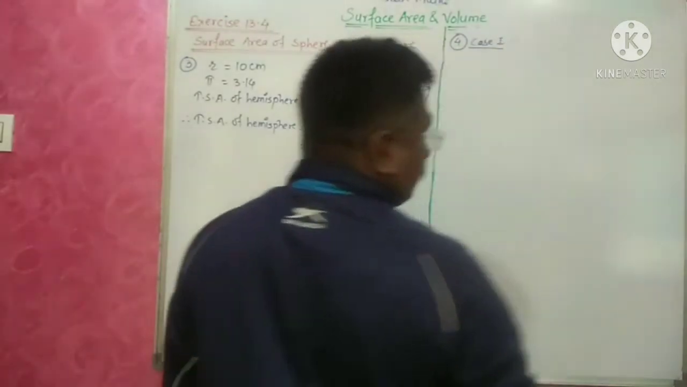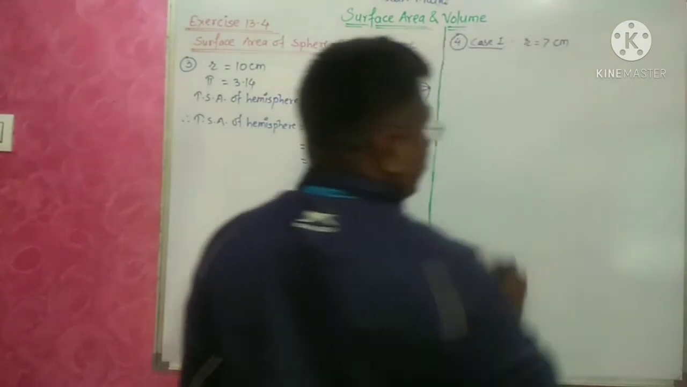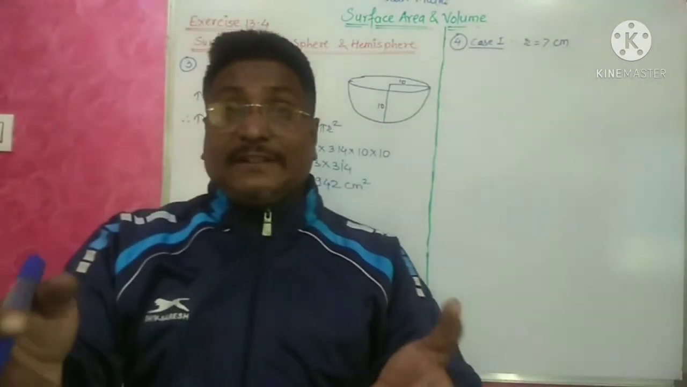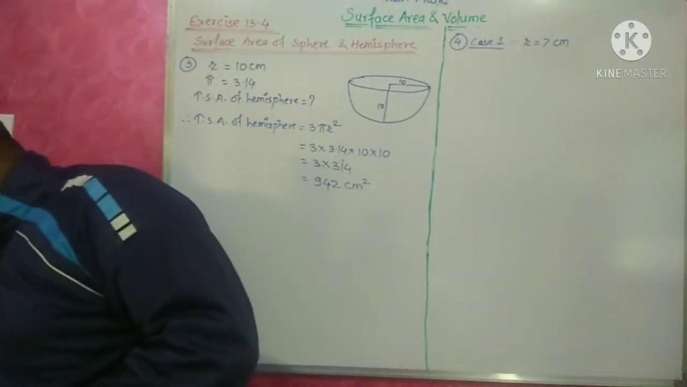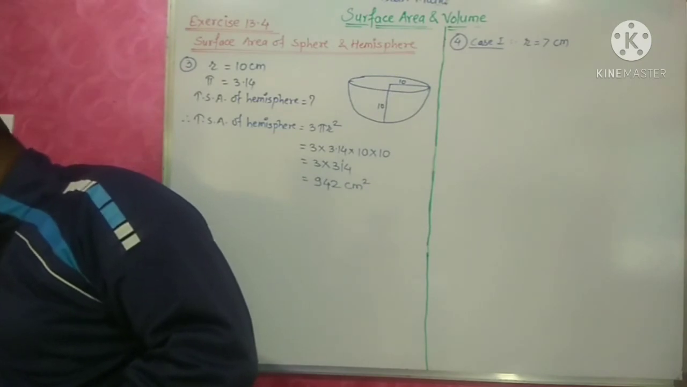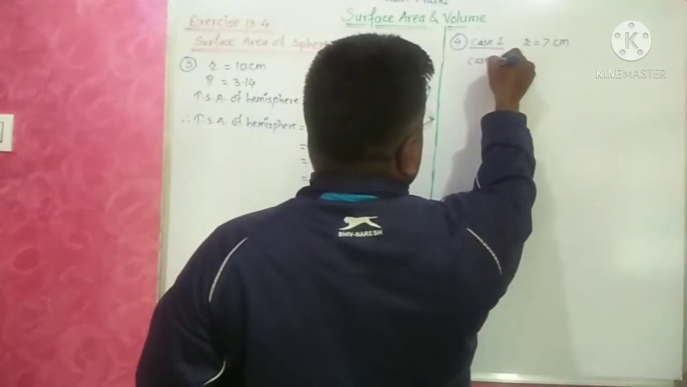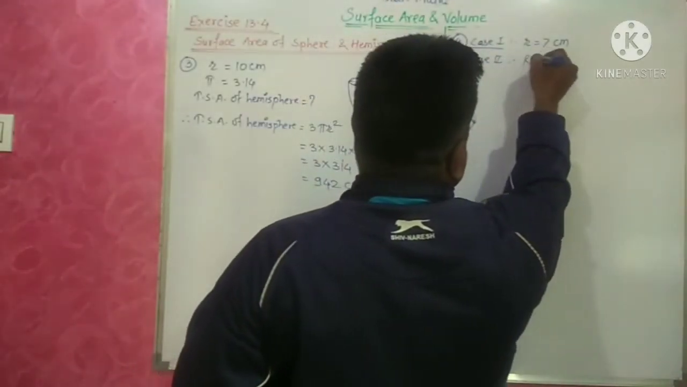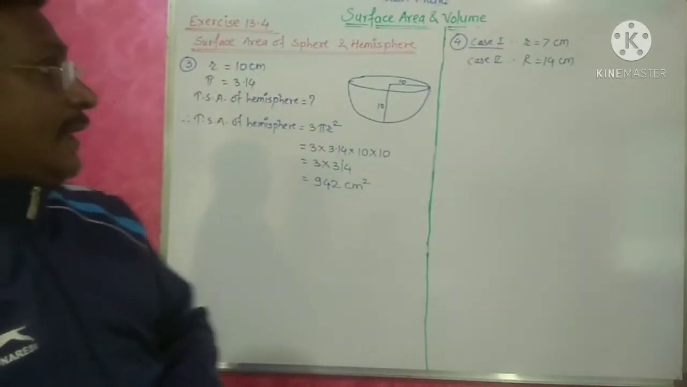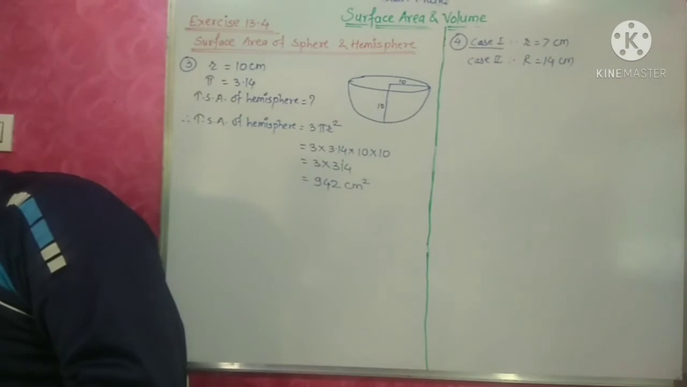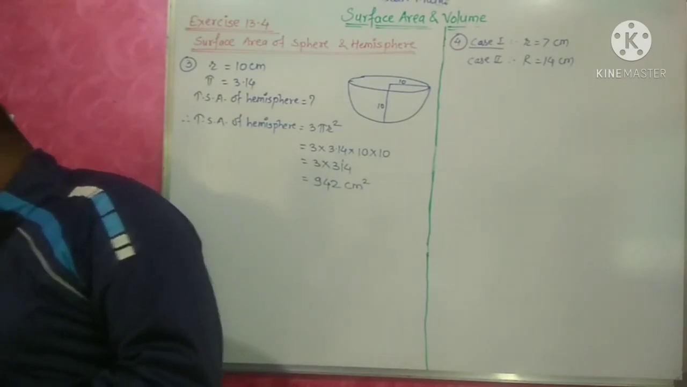So in case 1, what is given? Radius is 7 centimeter. When we fill the air, the radius will increase. The size of the balloon will increase. So what is given in case 2? Capital R, 14 centimeter. This is given. And what do they ask? Find the ratio of surface areas of the balloon in two cases.